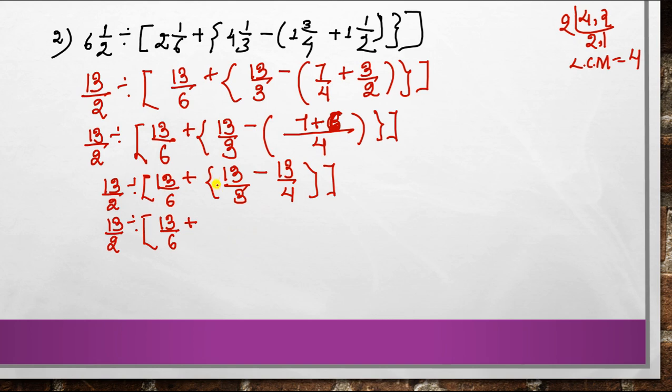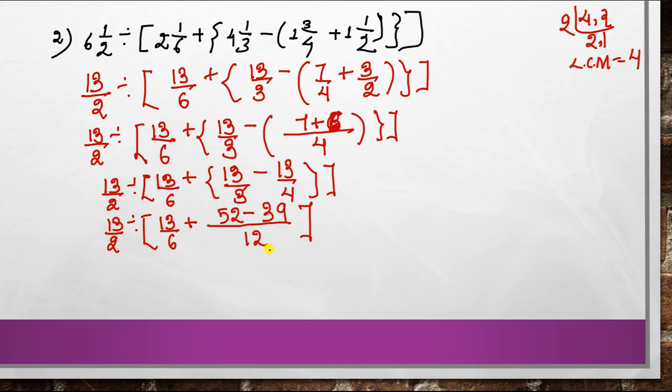Okay. So 13 by 6 plus, here 3 and 4 we know the LCM is 12. So let us write here 12. 12 by 3, 4, 4 into 13. What do we get for 4 into 13? 52. Here 3 into 13, 39. Then we'll put the last one.